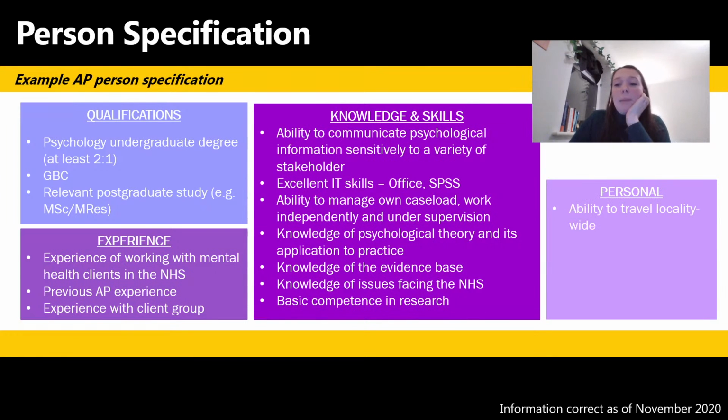And in personal, it can be things like ability to travel locality wide. Usually that means drive a car. So if you have a license, I usually put in that I've got a full, clean, valid UK driving license and access to a car. So they know that you can travel, because that's very common for assistant jobs.